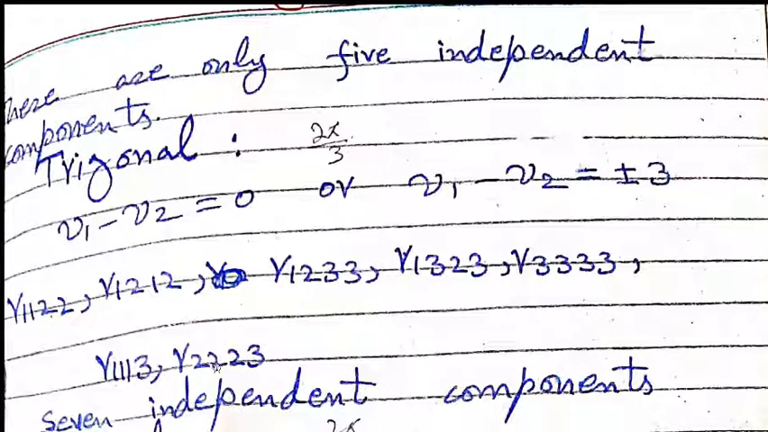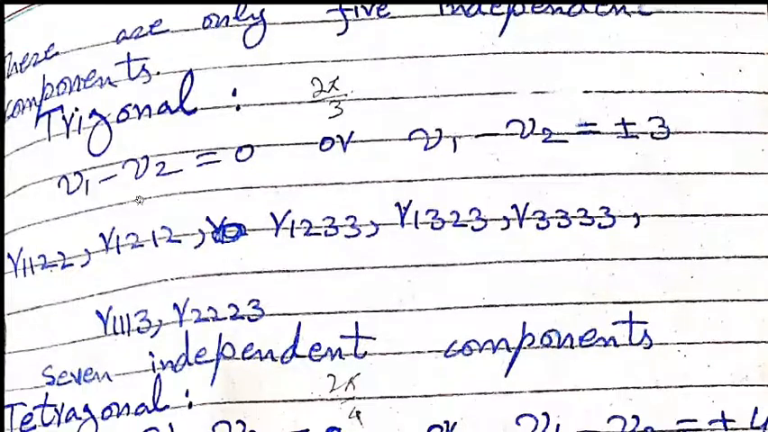So here you can see the difference. Nu 1 is 3 and nu 2 is 0, so 3 minus 0 is 3. Again 3 minus 0. And for the 3 nu 2s, nu 2 is 3 and nu 1 is 0, so the difference is minus 3. So these are the independent components for this.